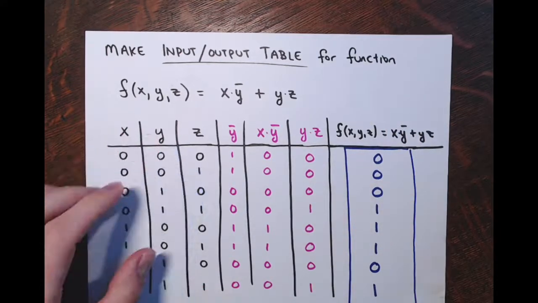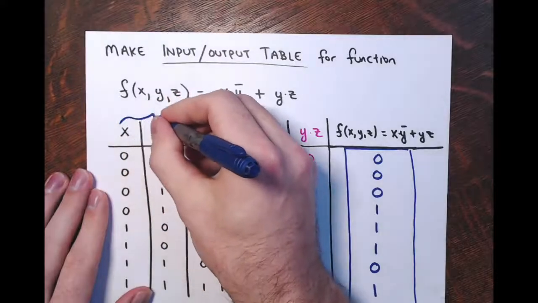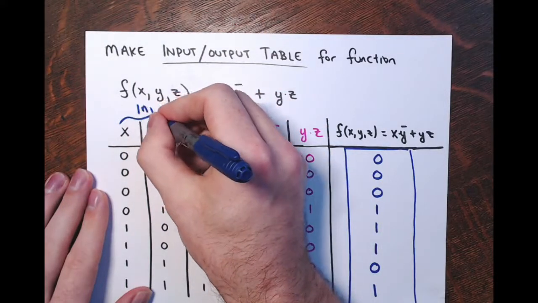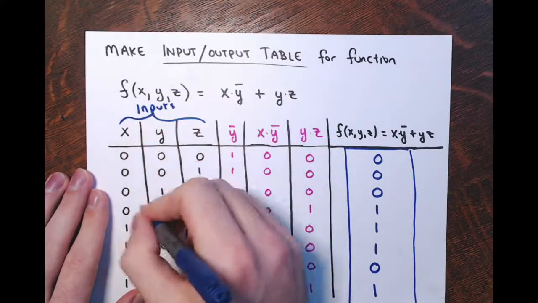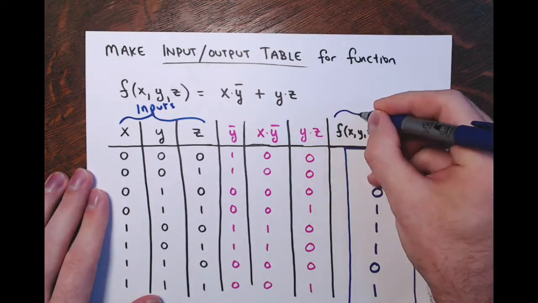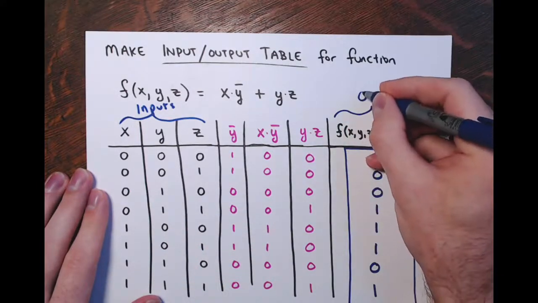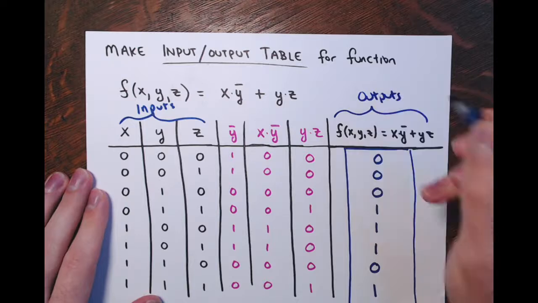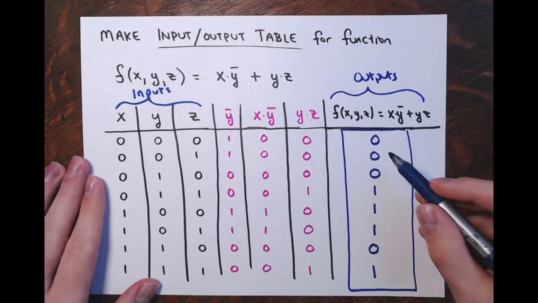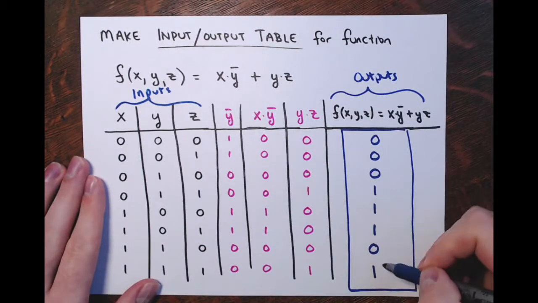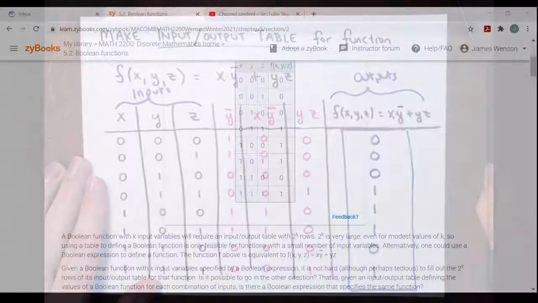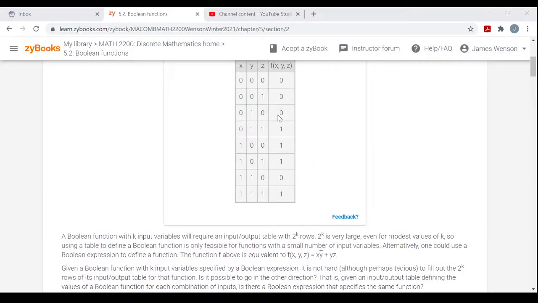So again, these are the inputs, these triples over here, and this one column is the outputs. Let's compare that to what I had. It was 0, 0, 0, 1, 1, 1, 0, 1. And look back at the website, you see this, 0, 0, 0, 1, 1, 1, 0, 1. Beautiful. It matches.